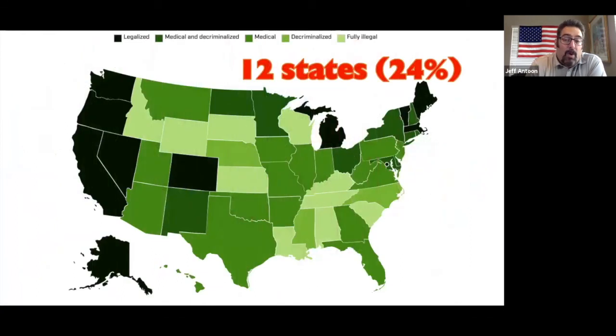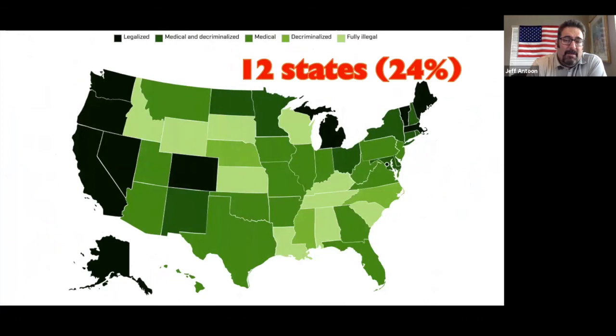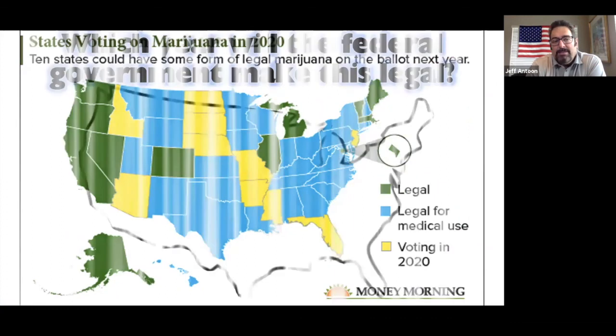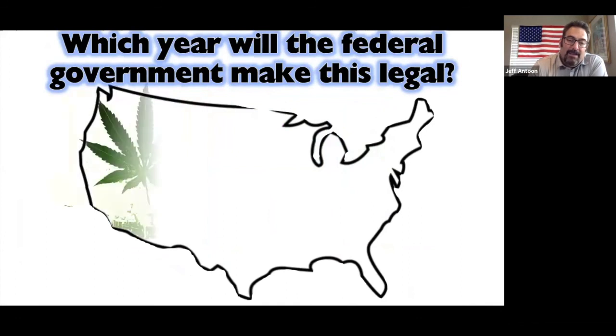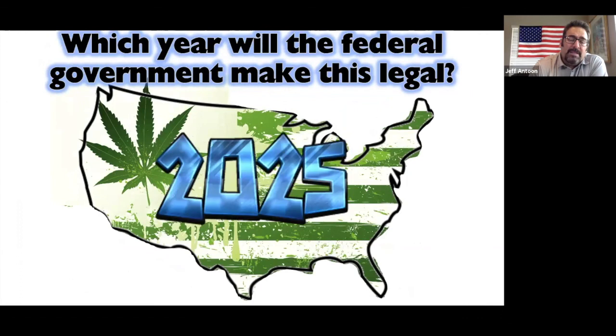Lastly, marijuana. I think it's up to 15 states at this point. This might be old, but again, it's 24% of America in terms of legalization. And states voting in 2020, you could see that a lot more states are voting to get it on the ballot. Which year do you think the federal government will make this legal? I think it's going to be in the year 2025. That's my guess, but I'm probably going to be wrong with that.